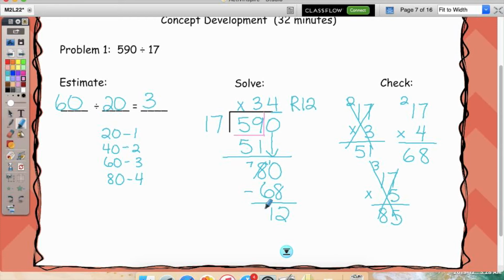Now your highlighter. Highlight the 12. Add it to what? 68. And we'll probably get 80. That's not the number I started with. So you need to add 80 to 51. I think we better highlight it all.